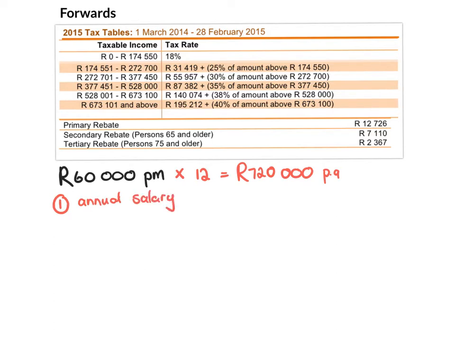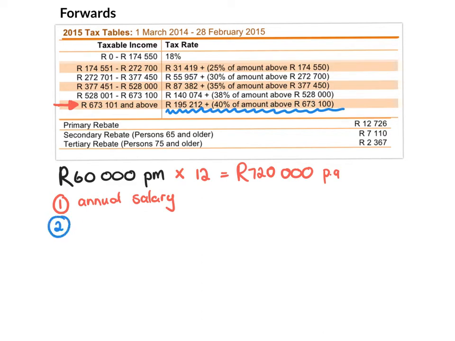Once I have his annual salary, I can look in the left-hand side of the column of the tax table, which will always be given to you, to see in which column he falls into. So 720 is in this last column over here. And then we need to follow the formula in the right-hand column. So in the right-hand column, it is this formula, which we're going to do next.